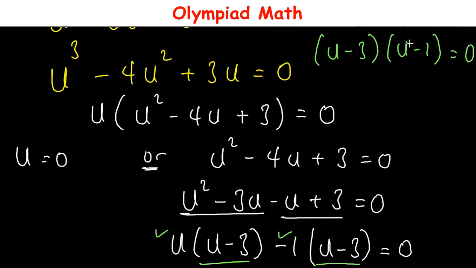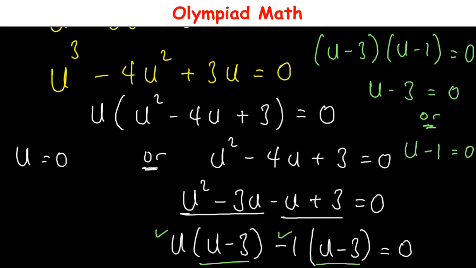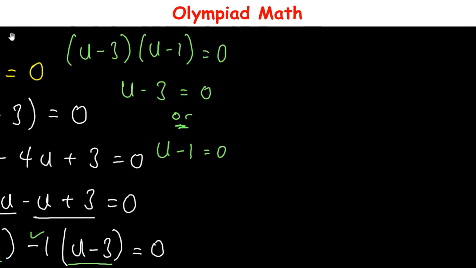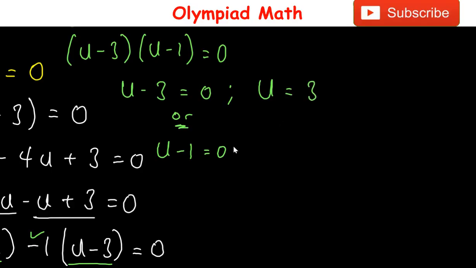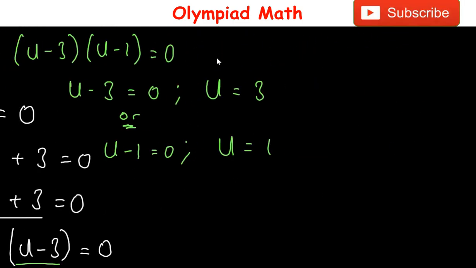So we can then equate these two to 0. So we have u minus 3 equals 0, or we have u minus 1 is equal to 0. So from this, we have the value of u to equal 3. From this, the value of u to equal plus 1. And meanwhile, the first value of u is 0. So we have the value of u to equal 0. So this is the first, second, and the third value of u.